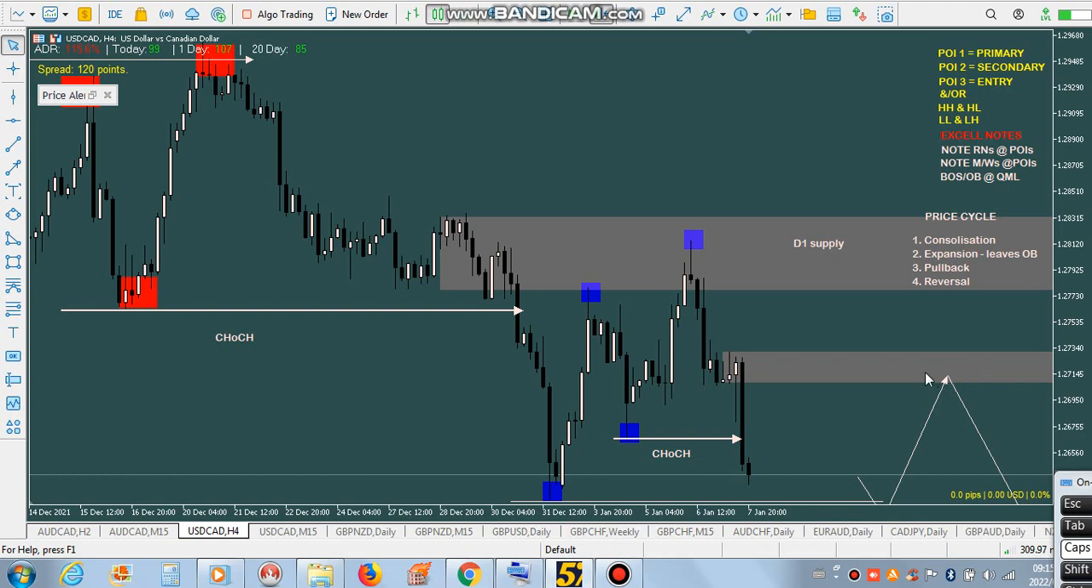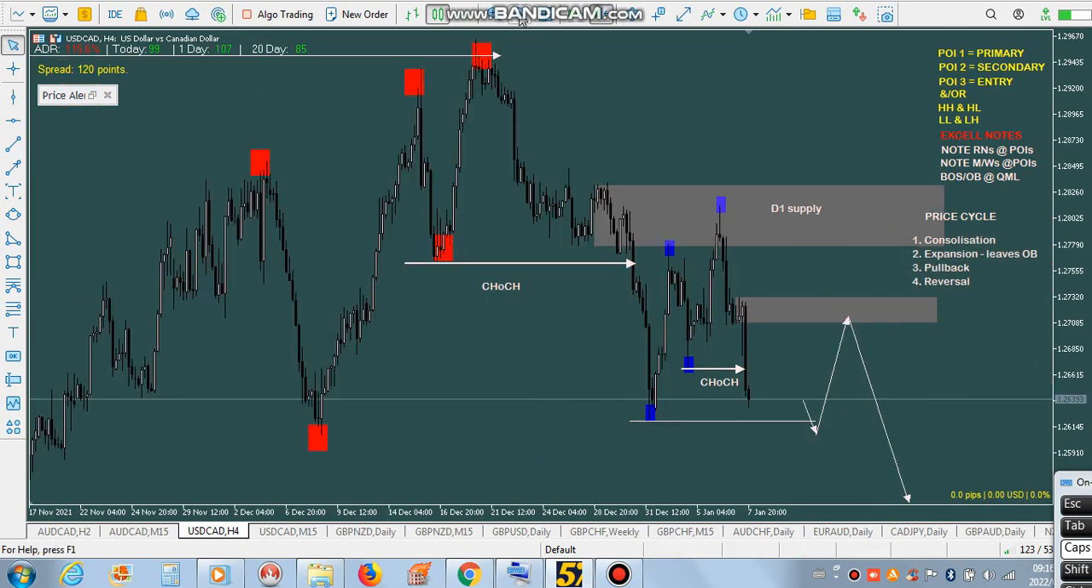So what is my plan when the market opens? The expectation that I have for the market is that once the market opens, it might grab liquidity here, taking out this swing low. Price might go down and take out this swing low before it goes back up to our supply zone. So our supply zone is right here.